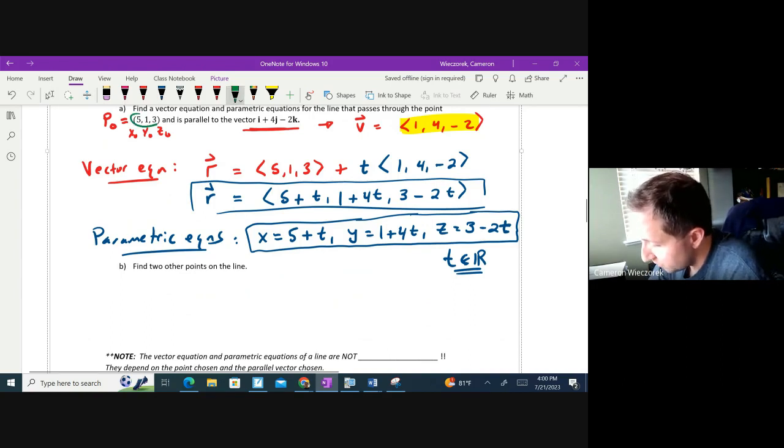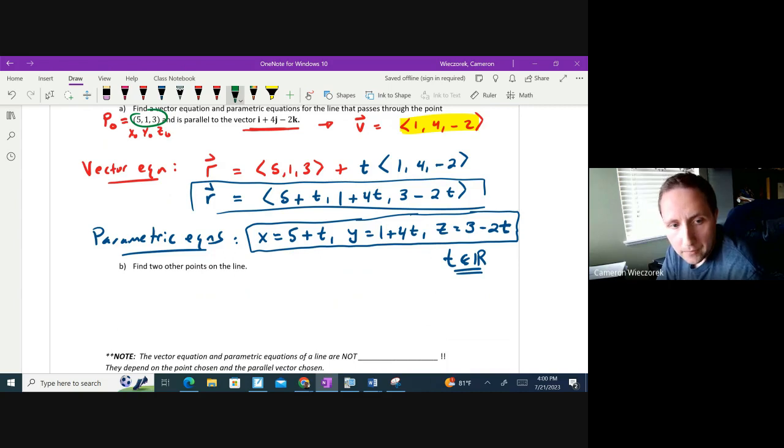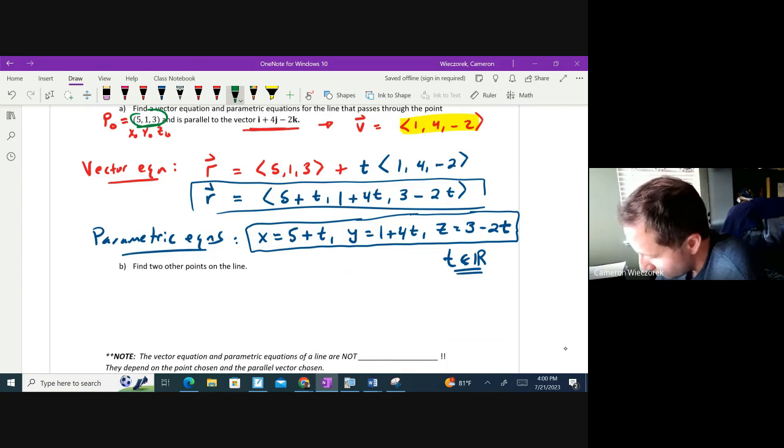We already know this point (5, 1, 3) was on the line. So how do you find other points on the line now that you have the equations? You just pick different values of t. When t equals 0, we end up getting that (5, 1, 3). So let's just pick a different value of t. You can pick whatever you want. I would just try and keep it simple. Let's say t equals 1.